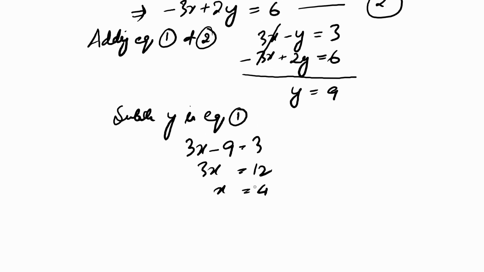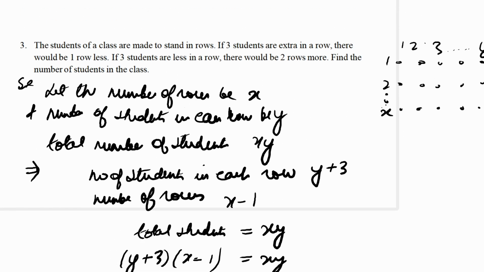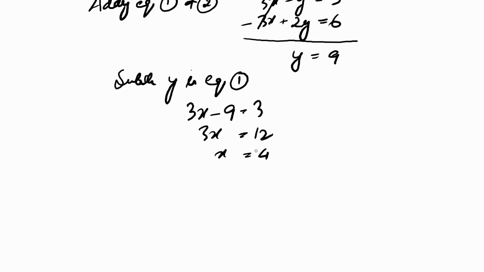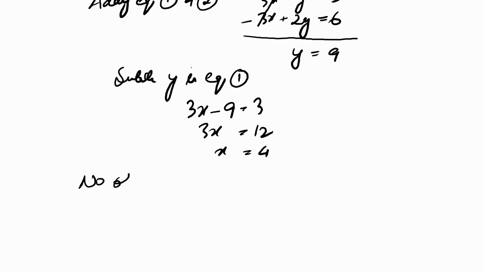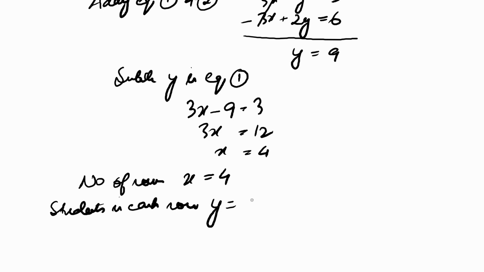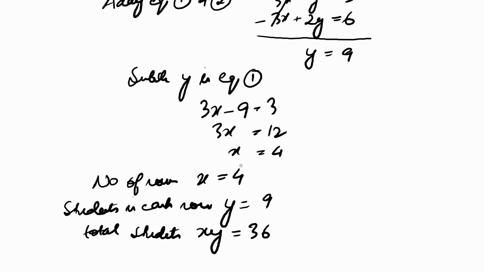So x was the number of rows. Therefore, the number of rows x is equal to 4. Students in each row, y is equal to 9. Therefore, total students is xy, that is 9 4s are 36. Okay, I think you understood it. Okay, now let's move on to the next question.